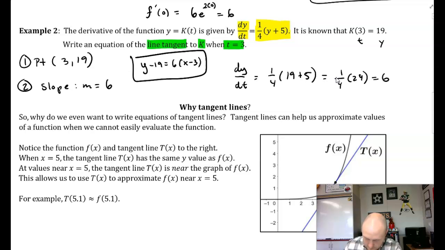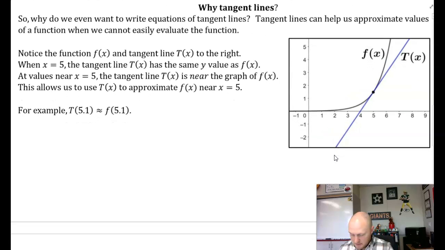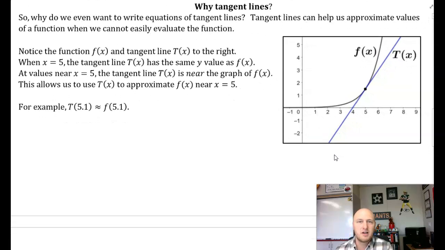And there's your function. All right, so why tangent lines? Why are we using tangent lines in this lesson to help us approximate or evaluate functions? Well, tangent lines can help us approximate values of a function when we cannot easily evaluate the function. Thus, this application would generally be in a non-calculator active situation to help approximate values.